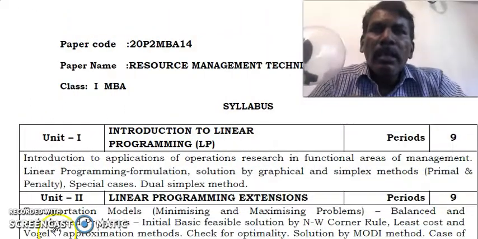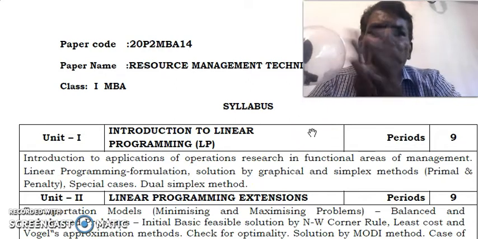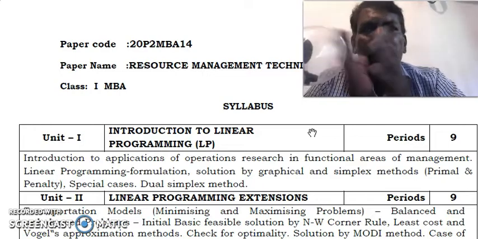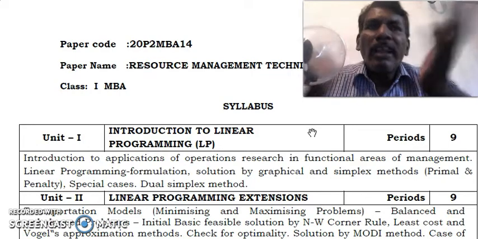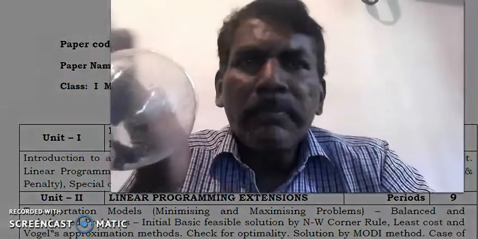Now come to the first unit. Look at that. All these we discussed: the basics of operation research, formulation, and solving by using the graphical method or the simplex method. Dual also we studied in that particular unit. Okay, so all this comes in the first unit, you must take care of that.